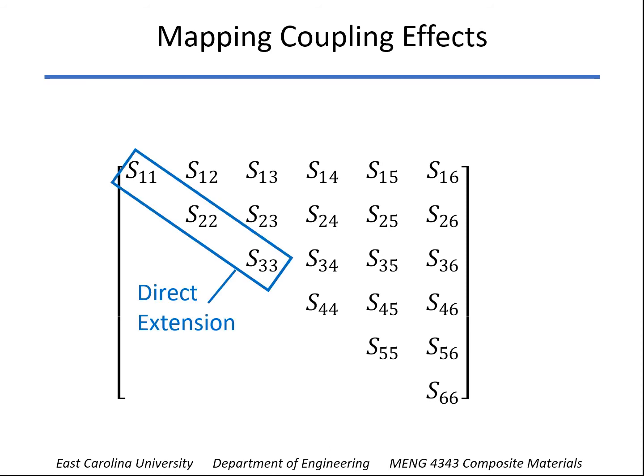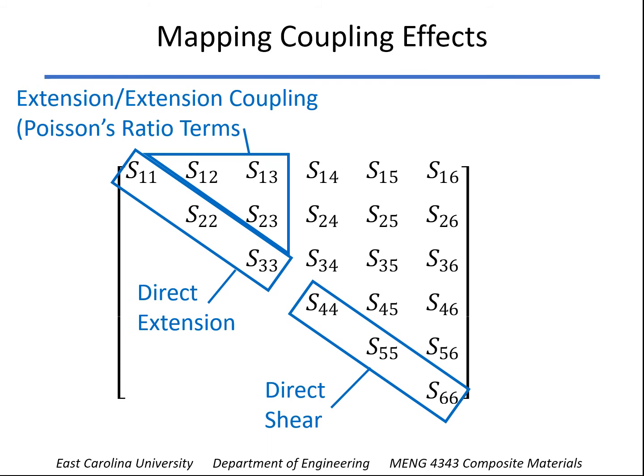So we start out by saying along the diagonal, these represent the normal stress to the normal strain. So we would call those direct extension. Further along the diagonal, those relate shear stress to shear strain in the same plane, and so we call those direct shear. Up in this corner, there's your Poisson's ratio term, so we call that extension-extension coupling. Stretch it in one direction, it stretches or contracts in the other direction. Similarly, there's a similar kind of phenomenon taking place between shear stresses, similar to Poisson's ratio effects.